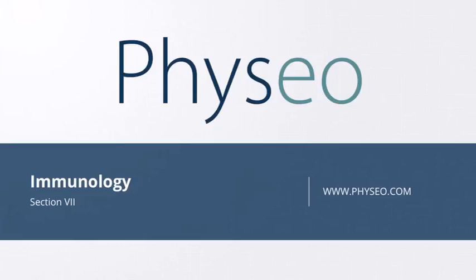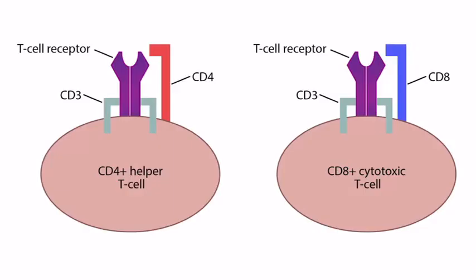Welcome to Section 7 of Immunology. In this section, we'll be discussing major histocompatibility complexes and HLA genes. Let's get started. Before we discuss MHC, it's important that you have a very basic understanding of T cells because these are what interact with MHC.